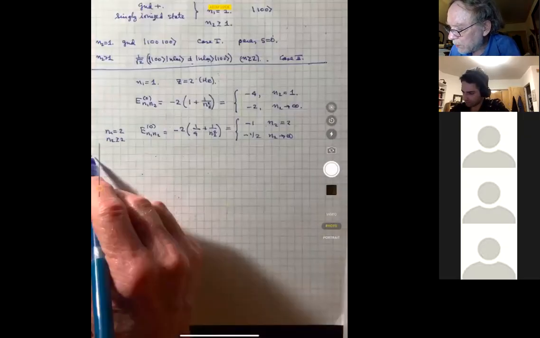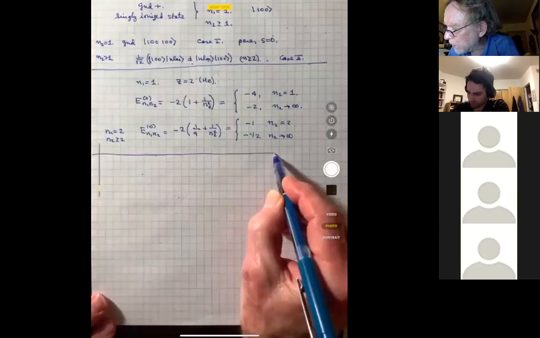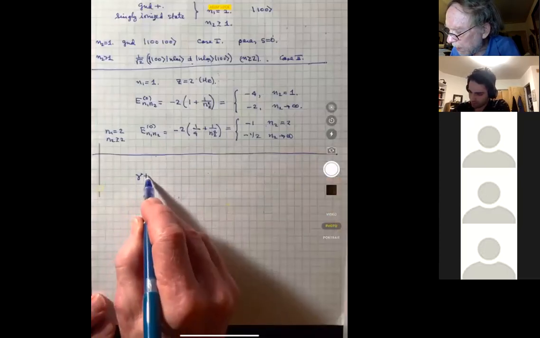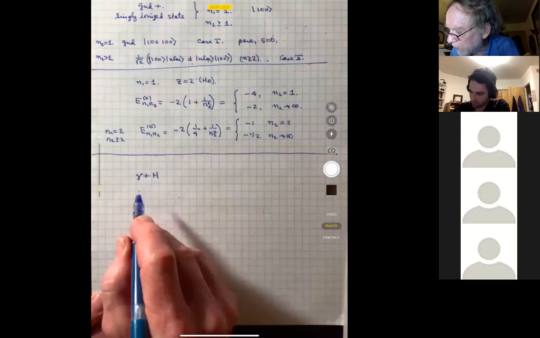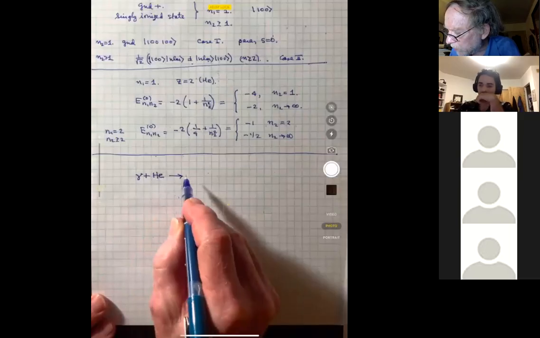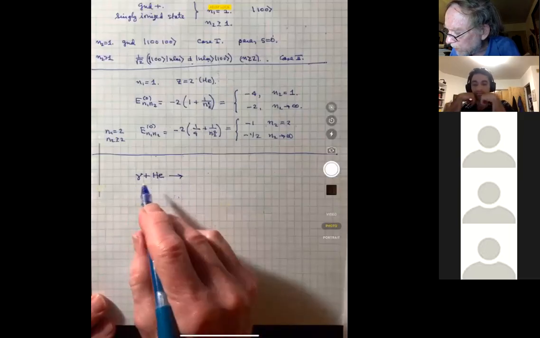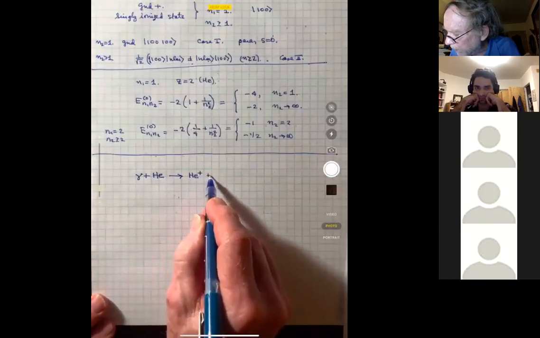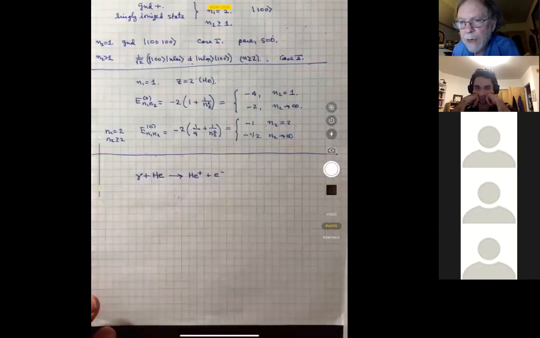So photoabsorption in the case of helium that I want to talk about here is where we shine a beam of light onto helium, photons onto helium. And what we want to see is the reaction in which the photon is absorbed, the helium is converted into an ion, and an electron is ejected. Let's look at that reaction.